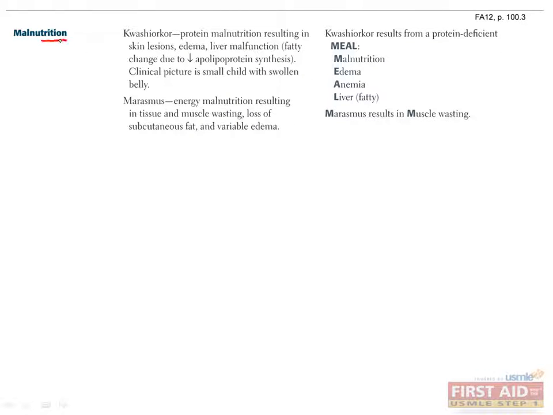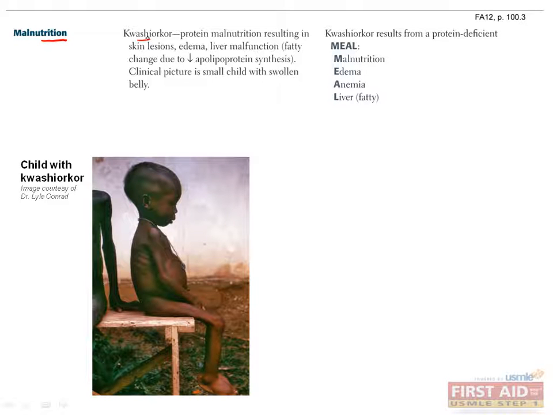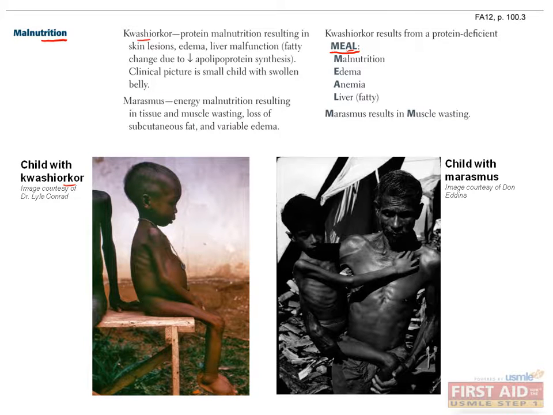Now we'll briefly go over malnutrition. Kwashiorkor is a state of specifically protein malnutrition, which manifests as skin lesions, edema, anemia, and liver malfunction with fatty change. Protein deficiency can cause edema because proteins such as albumin maintain the oncotic pressure of the vasculature, without which blood can leak out into the surrounding tissues, which is edema. The clinical picture of kwashiorkor is a child with thin limbs and a swollen belly, which again is caused by edema. You can use the mnemonic MEAL to remember the signs and symptoms of kwashiorkor.